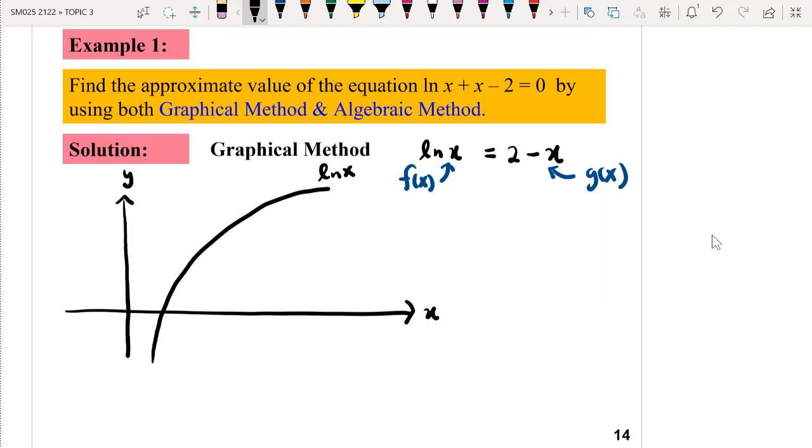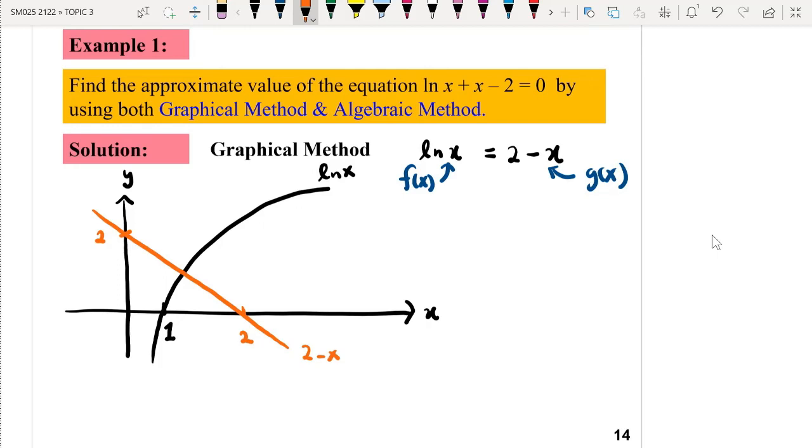Alright, so don't forget to label your intercept. So here it should be 1. So that's for ln x. Next one, for the second function, I'll use a different color. So we have 2 minus x. Okay, so it's just a negative linear graph. For 2 minus x, the y-intercept should be 2, and then the x-intercept also should be 2.